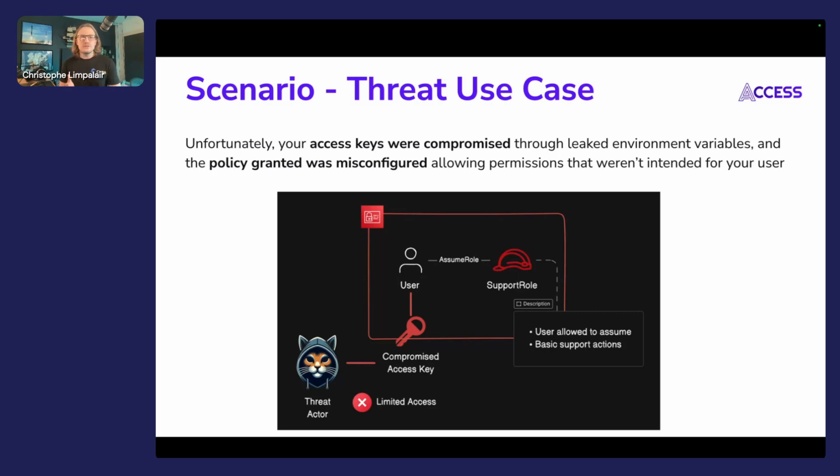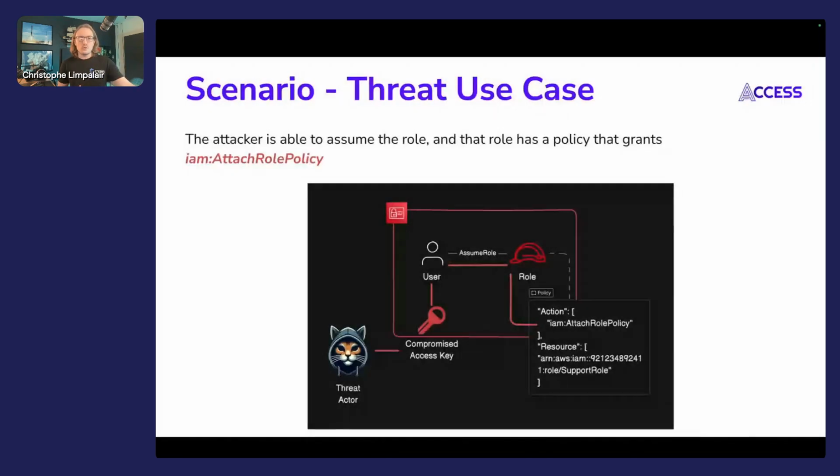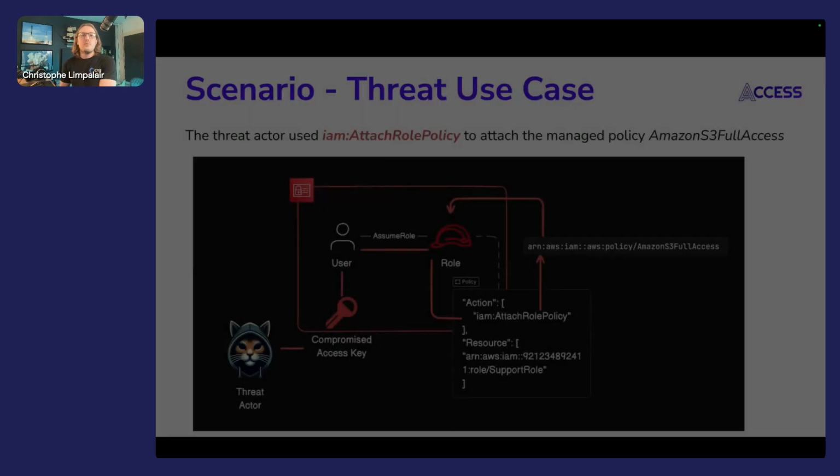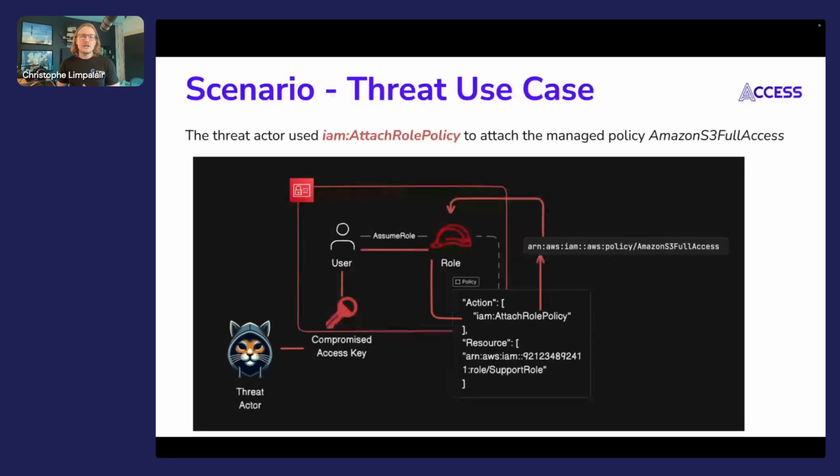And then the second mistake was that the policy that was granted to you to give you that ability was misconfigured, and it allows permissions that were not intended for your user. Your manager did not realize they did that, and you didn't realize it either, but the threat actor ends up discovering it. So the attacker is able to assume that support role, and that role has a policy that grants attach role policy, which is a very valid policy, especially in development environments where you want to give your developers that flexibility. But the threat actor is able to use that misconfigured attach role policy to then attach a managed policy called Amazon S3 full access.